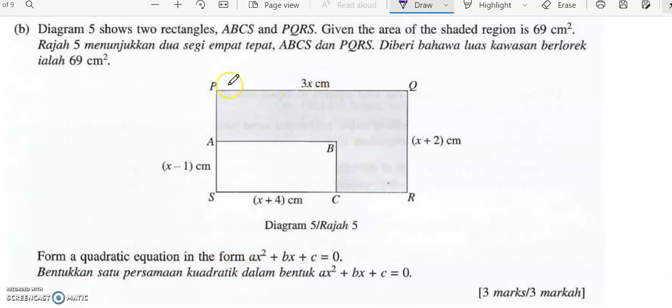So from this part we have two rectangles, then we have the area of the shaded region. So how do you get the area of the shaded region? The big rectangle PQRS, you minus the area of the rectangle ABCS. You will get the area of the shaded region, which is 96.